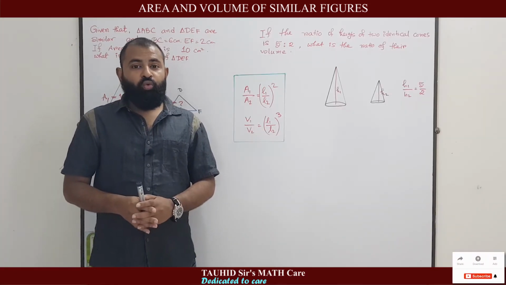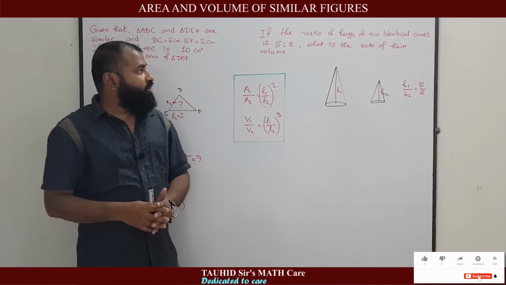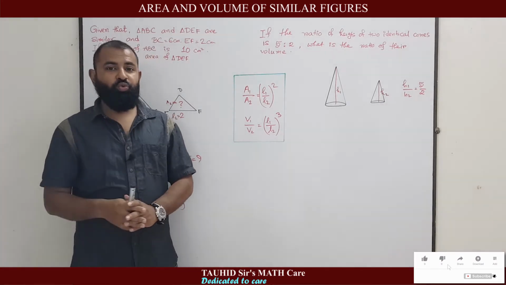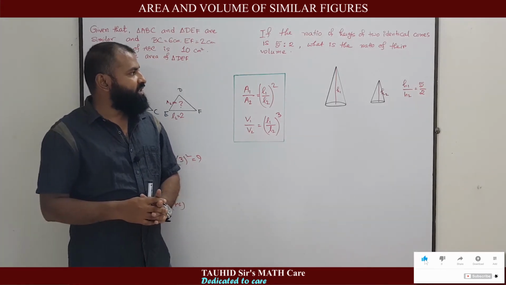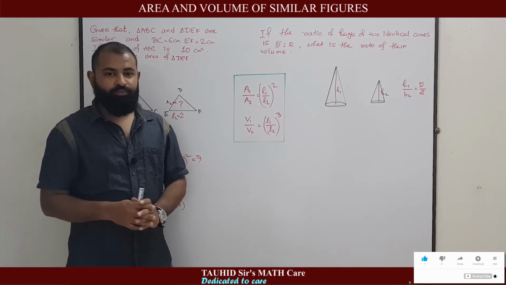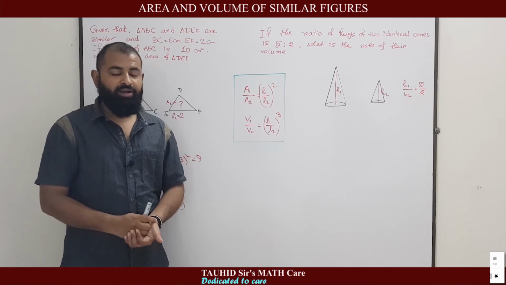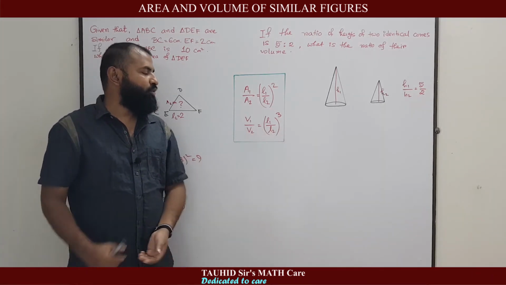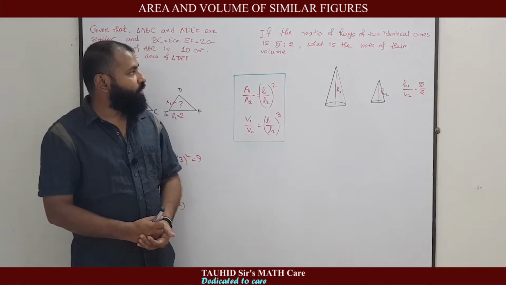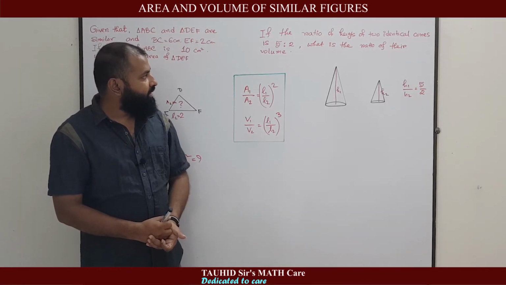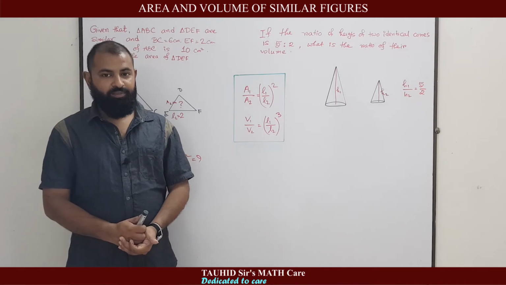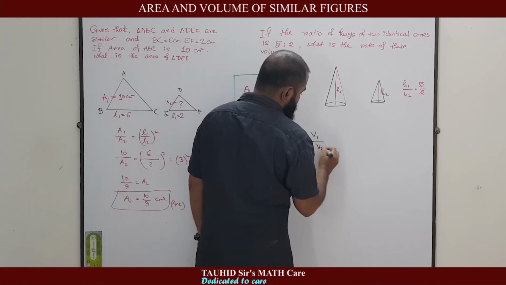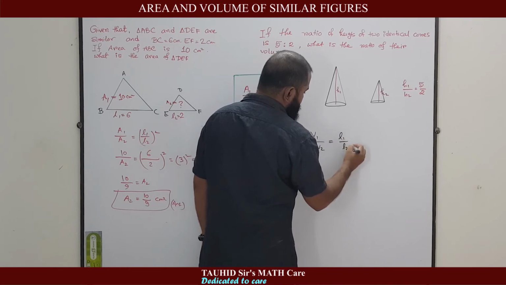Now question number 2. If the ratio of the heights of two identical cones is 5:2, what is the ratio of their volume? A few moments earlier, you learned a new formula for similarity, V1 by V2 equal to L1 by L2 whole cube. The cones are identical, that means they are similar. Therefore, we can use this formula V1 by V2 equal to L1 by L2 whole cube.